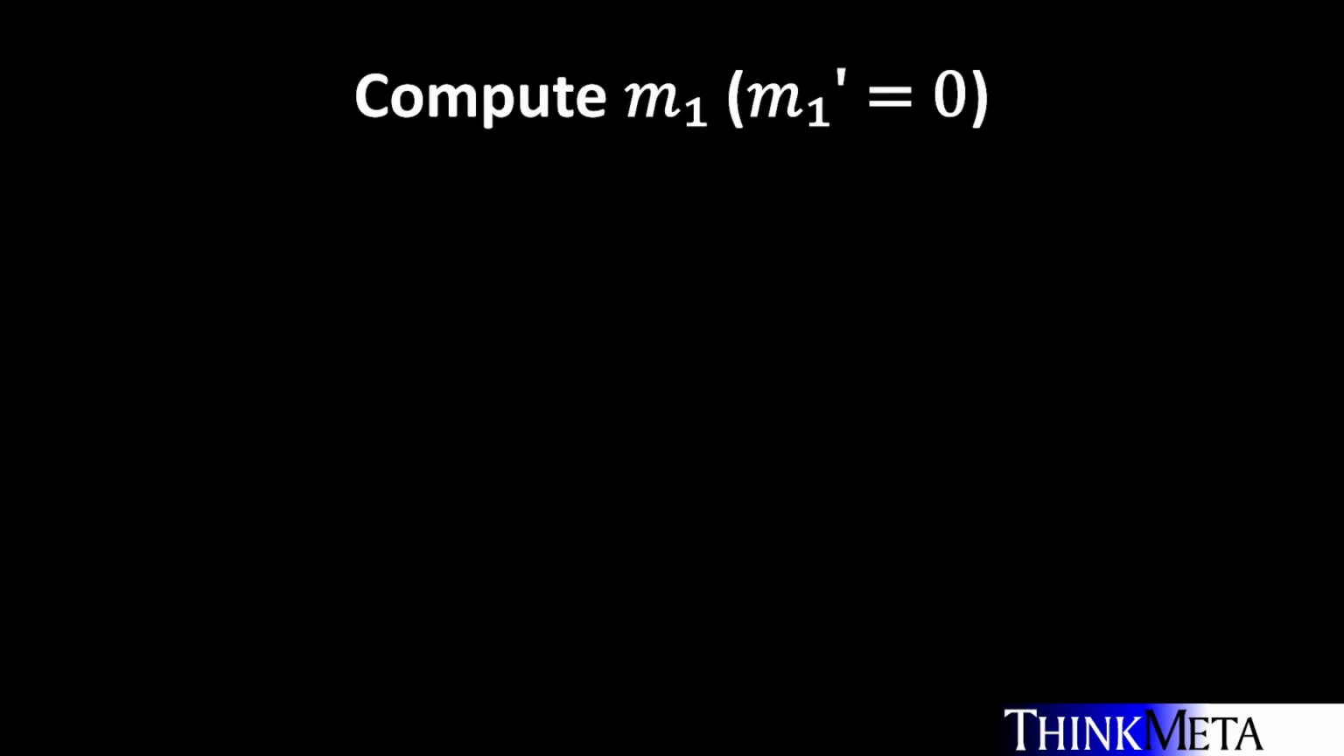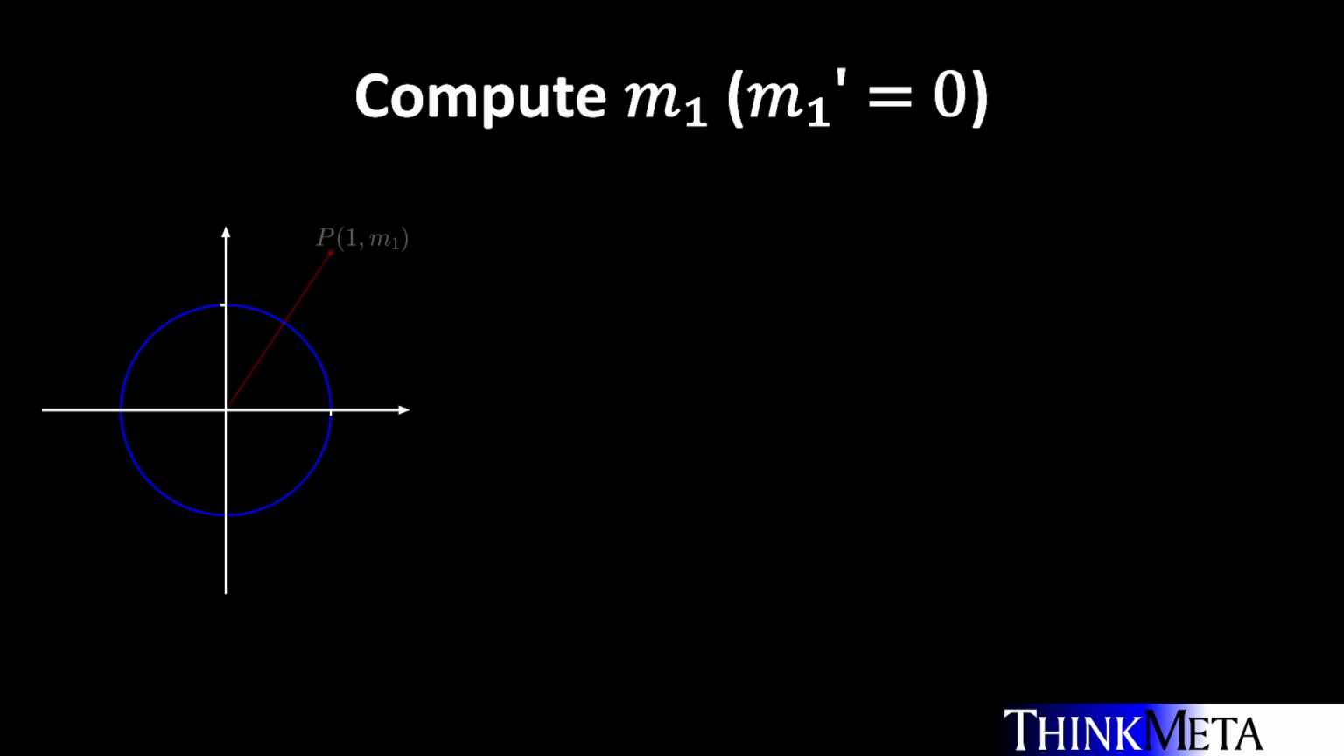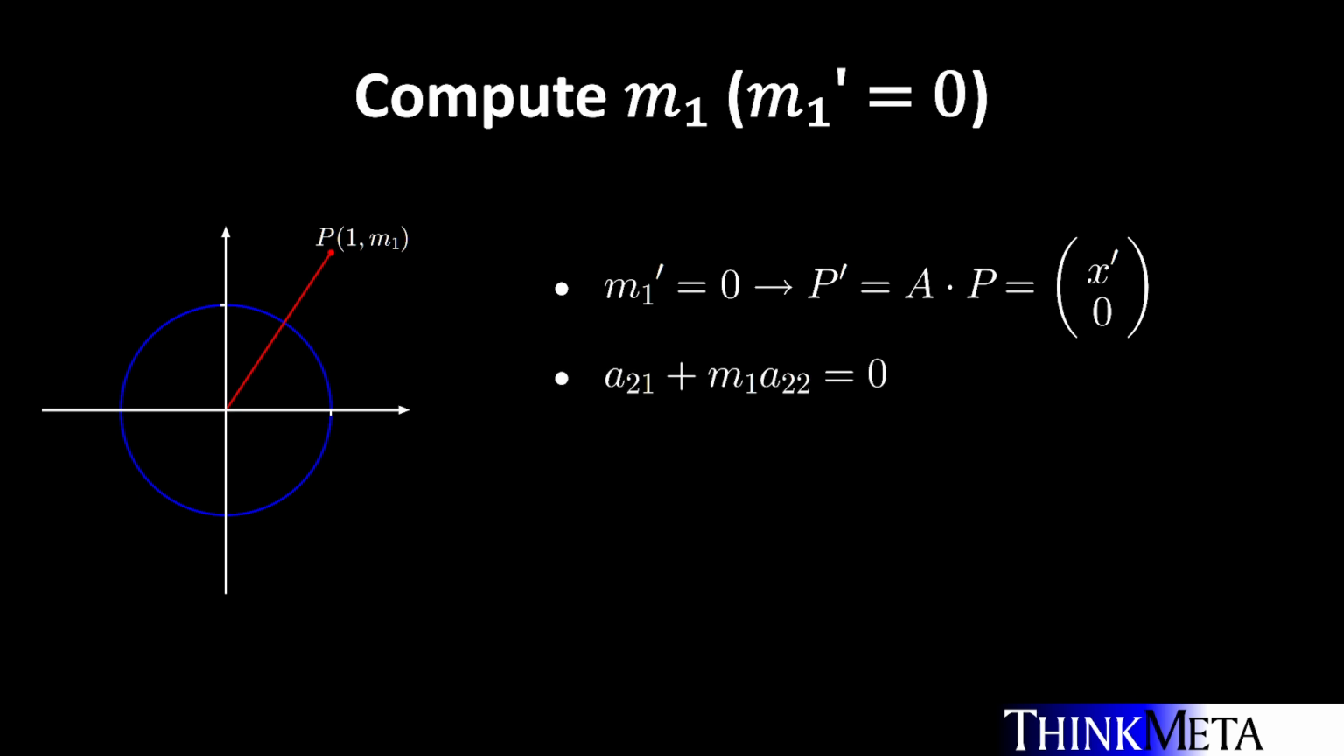Let's start with m1, where m1 prime is 0. Consider point P at (1, m1) along a line from the origin. To make the transformed line horizontal, the second coordinate of A times P must be 0. That gives A21 plus m1 times A22 equals 0. So m1 equals negative A21 over A22.